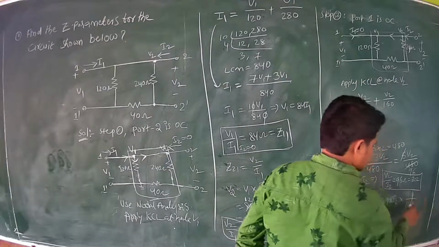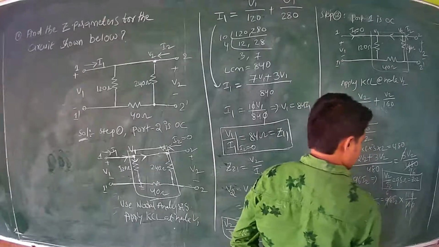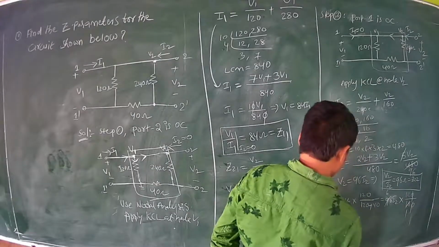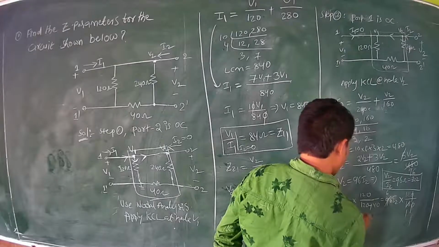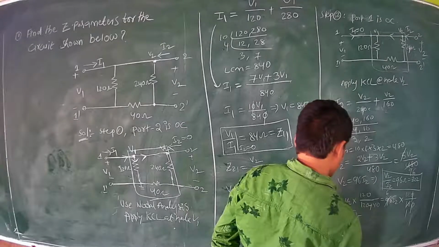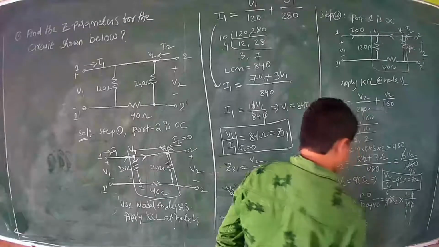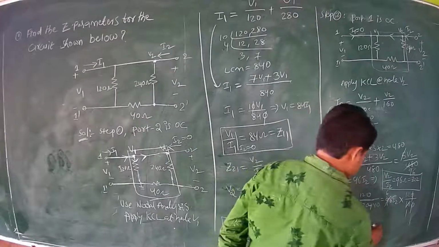The zeros cancel. 6 1s are 16, 16 6s are 96. So 6 12s are 72 I2. So V1 is equal to 72 I2. Therefore V1 by I2 equals 72 ohms. So this is called Z12.